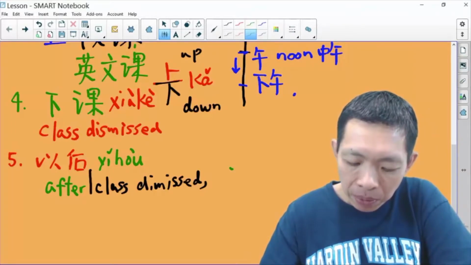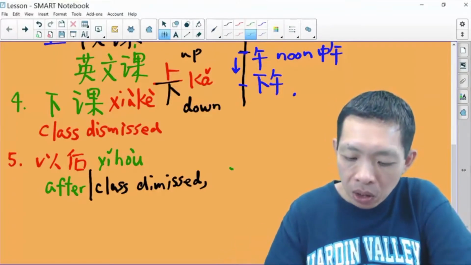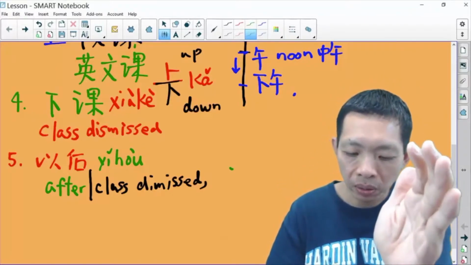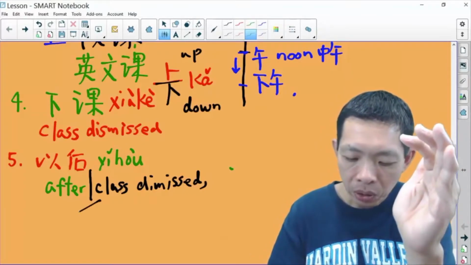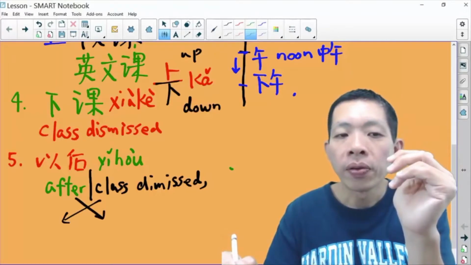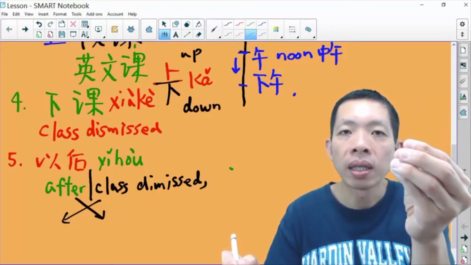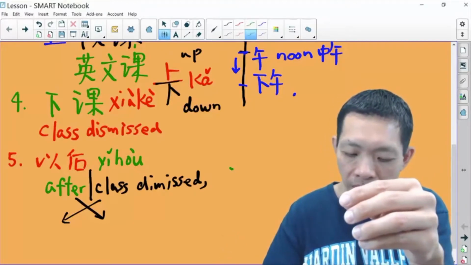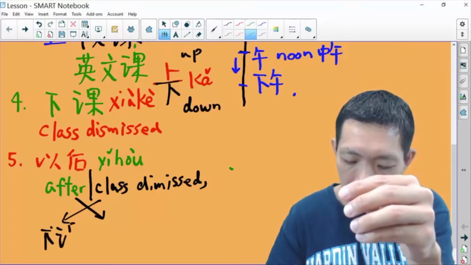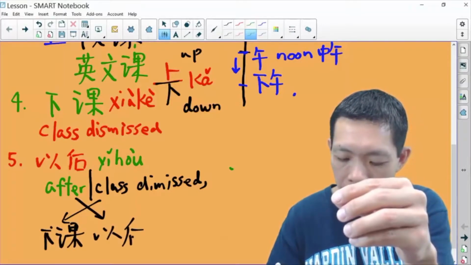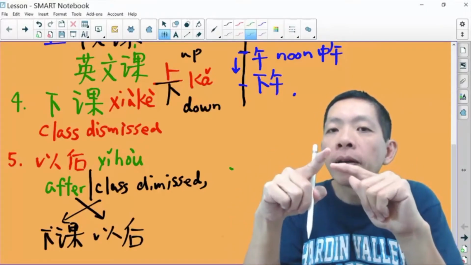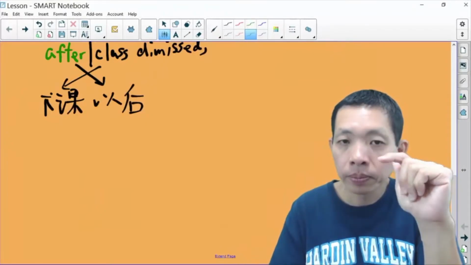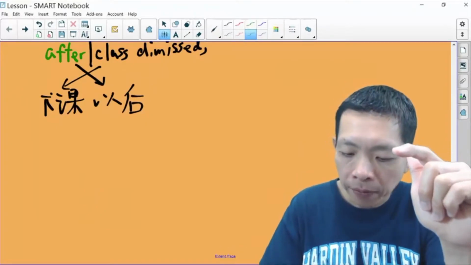So what you do is you separate that. You separate the after and class. Put it in two different categories, and then you switch that. So if you want to say after class is dismissed in Chinese, you say 下课以后. You put class dismissed first, you say 下课, and then 以后. Now that's a time phrase. Okay, that's a time phrase.